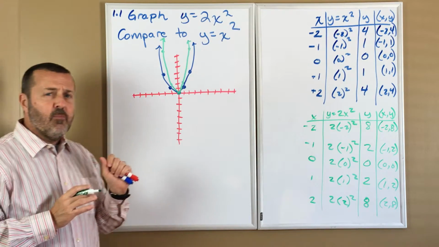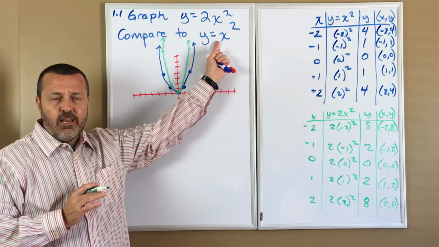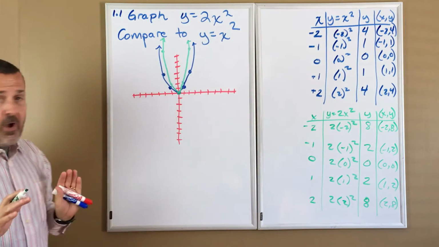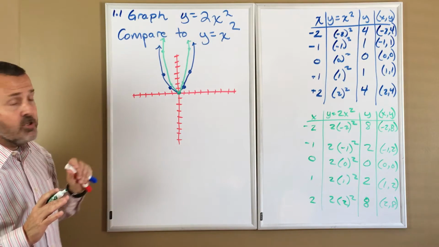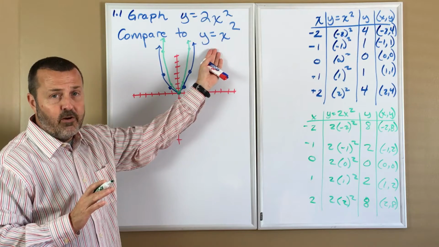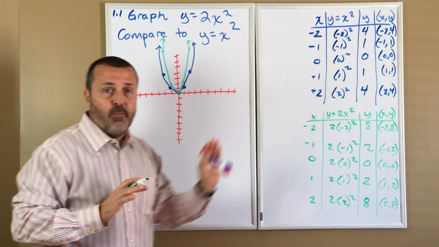Okay? Now, one little piece of information. What coefficient goes in front of this right here? An understood 1. So that's one way of graphing y equals 2x squared, comparing it to the parent function y equals x squared, using tables, plugging in values to determine the ordered pairs.